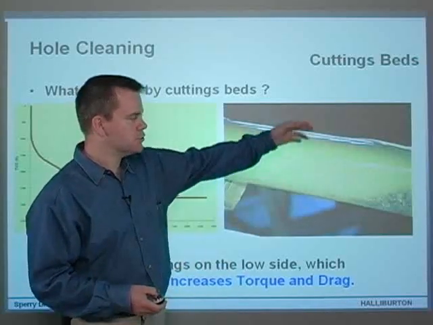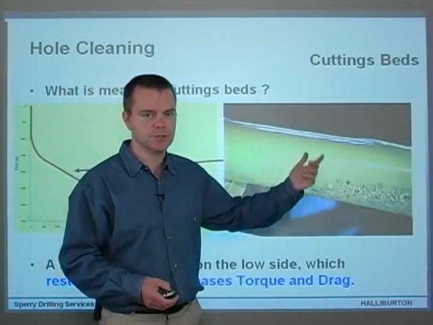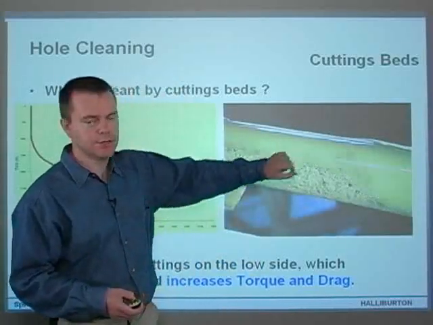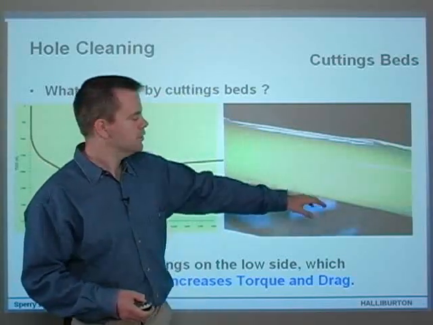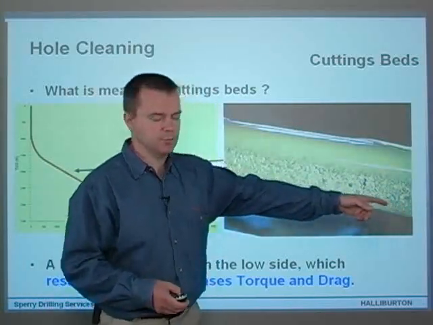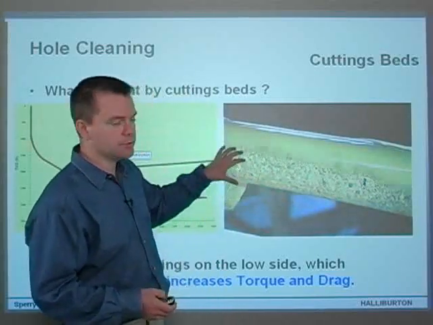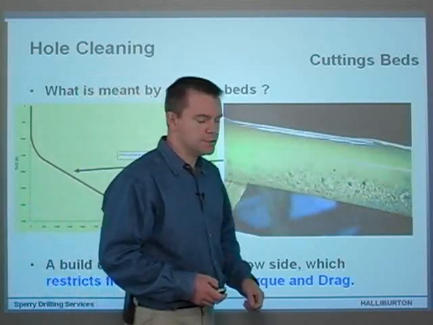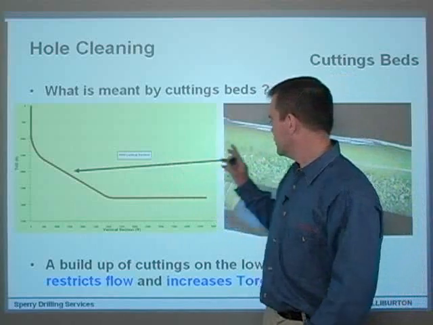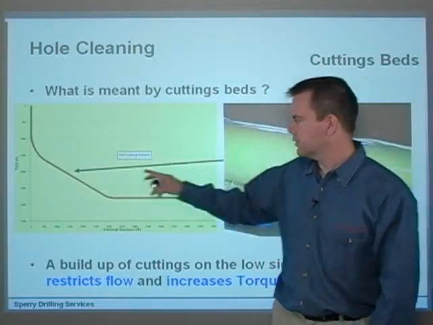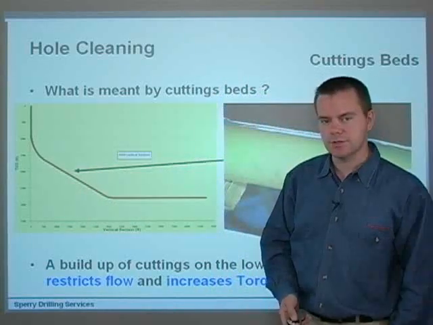We've got a perspex tube here, about 5 inches in diameter, with a rotating pipe on the inside, about 2.5 or 3 inches in diameter. And these are limestone cuttings of various sizes being injected at the bottom, and you can see a bed formation. The bed is forming on the low side of the well bore. The well bore is inclined, so in this case we're looking at this area of the well bore here, 65 degrees.